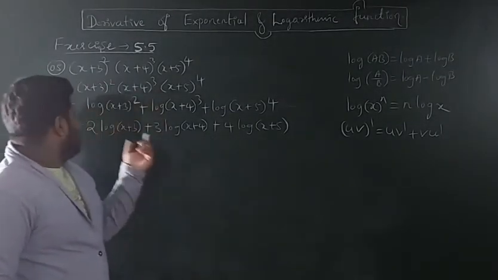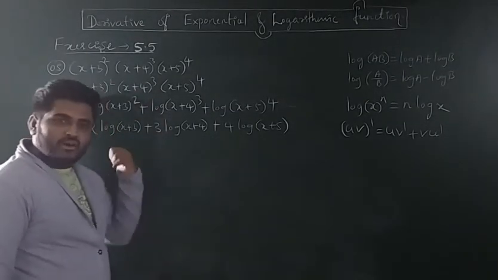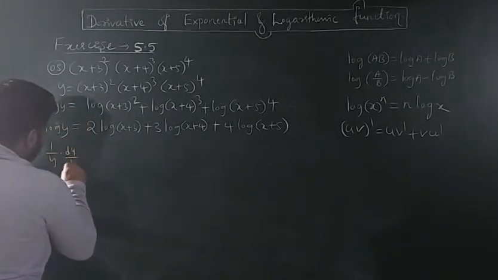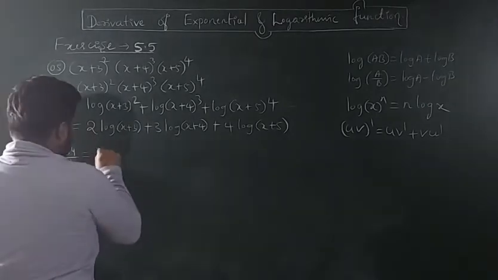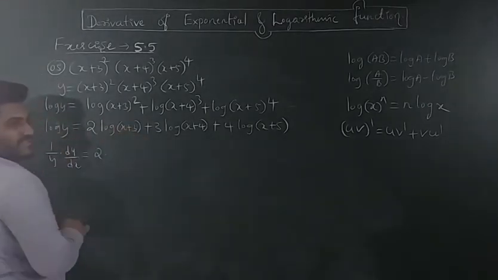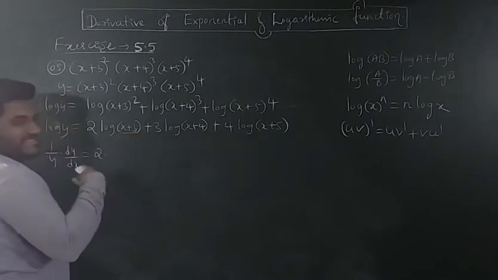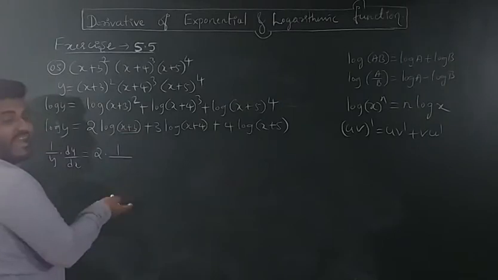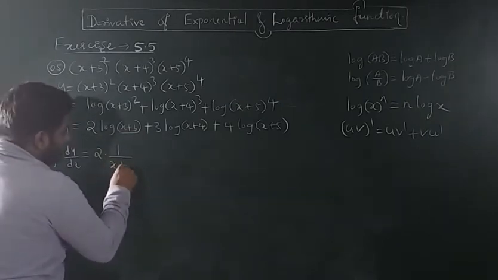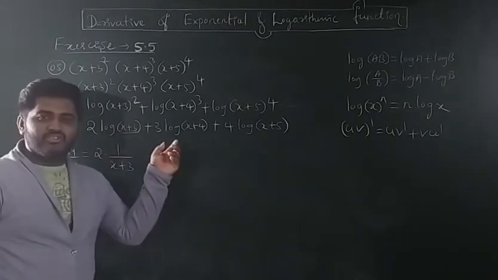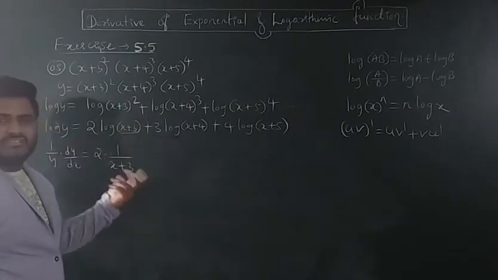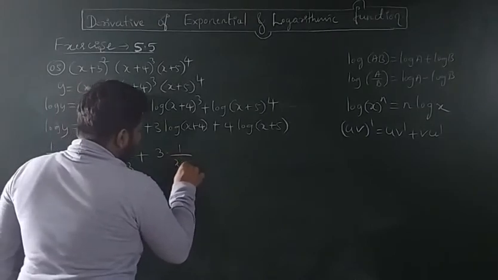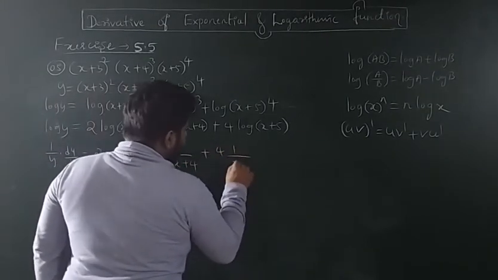Now what is our aim? We have to find dy by dx, so now we have to differentiate. Differentiation of log y is 1 by y into dy by dx, that is equal to 2, constant, into the differentiation of log of x plus 3. Treat this function as x. Differentiation of log x is 1 by x, and in place of x we have x plus 3, so 1 divided by x plus 3. Now differentiation of x plus 3 is 1, so it is not necessary to write it again. Next, similarly plus 3 into 1 by x plus 4, plus 4 into 1 by x plus 5.